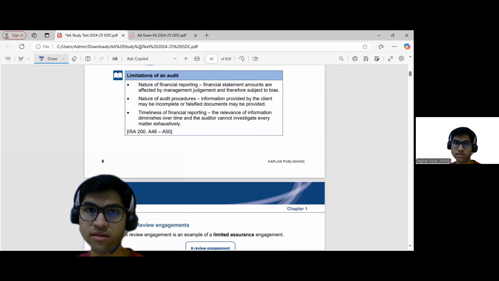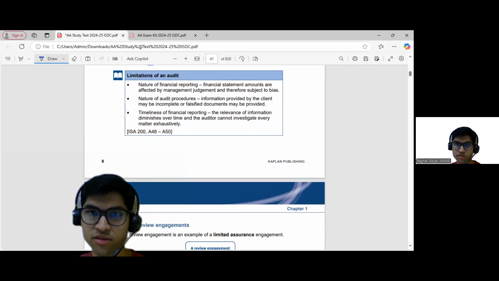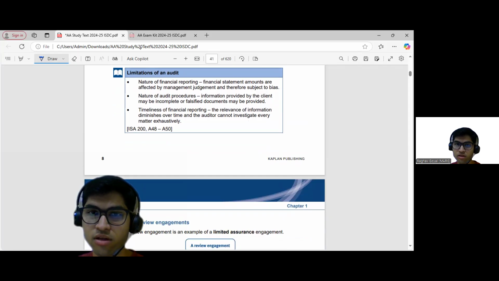So, looking at the limitations, you can read them on your own. It's nothing much. It's the same management judgment. Information provided by the client may already be falsified. So the financial statements will, in turn, be falsified, and we may not even find out about it.